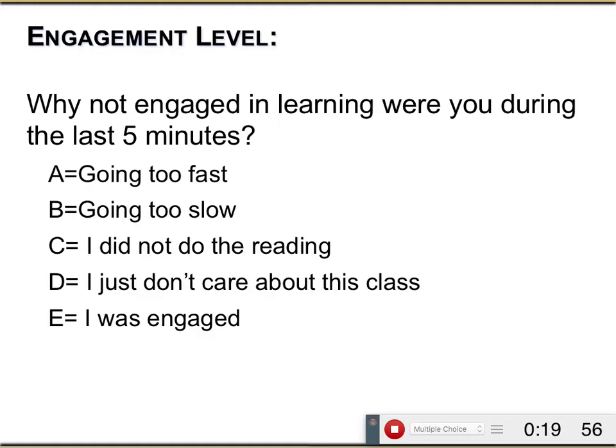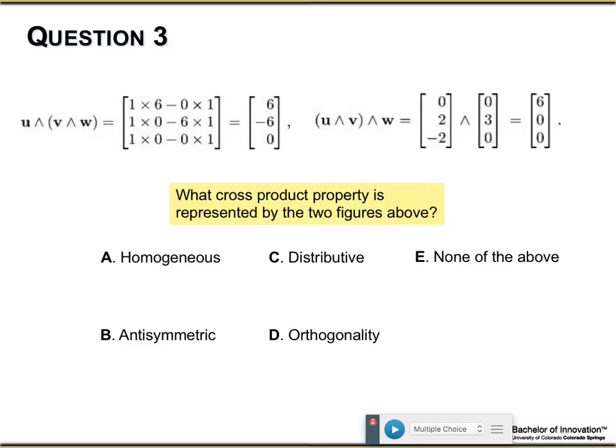Okay, last call. Okay. So above our two properties, which cross product properties are represented by the two figures above? Do this on your own.